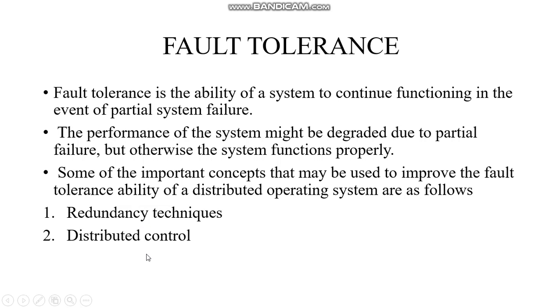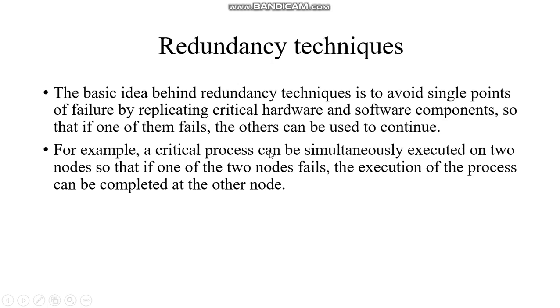We have to consider two things to improve fault tolerance: redundancy and distributed control. The redundancy technique is replicating hardware and software components. If a critical process is to be executed, it can be executed simultaneously on two nodes. Even if one fails, the other can complete the process. Because of this redundancy, the same process can be assigned to two different nodes. Even if one node fails, another will complete the process. By this, the fault can be tolerated.